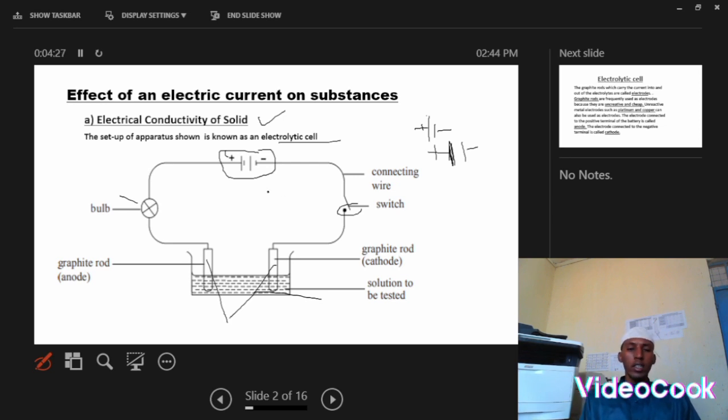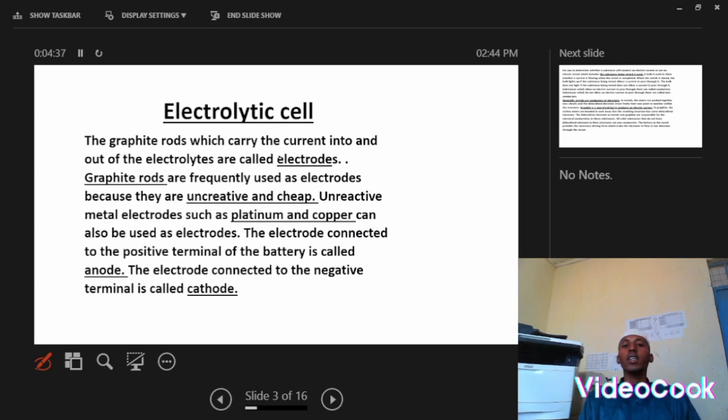So the bulb will light if the substance being tested is a good conductor. The bulb will not light if the substance is a bad conductor. The graphite rods which carry the current into and out of the electrolyte are called electrodes. So we can say electrodes are rods which carry the current into and out of the electrolyte. We are going to define what an electrolyte is at the end. Graphite rods are frequently used as electrodes because they are unreactive and very cheap.